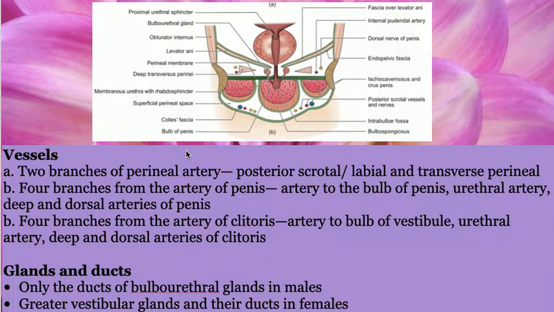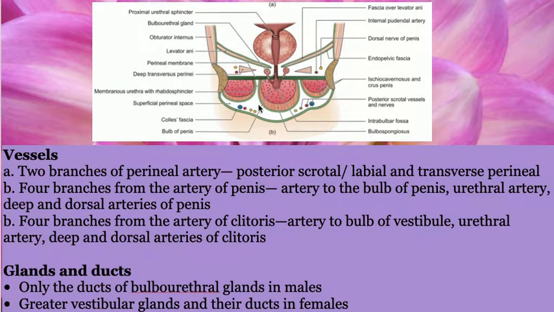So coming to the vessels, there are two branches of the perineal artery, posterior scrotal or labial and transverse perineal. Four branches from the artery of the penis: to the bulb, urethral artery, and deep dorsal arteries of the penis. In case of females, artery to the bulb of the vestibule, urethral, and deep dorsal arteries of the clitoris.